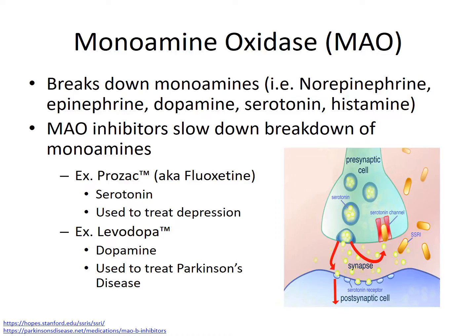So for example, Prozac, also known as fluoxetine, which is the generic name of Prozac, slows down the monoamine oxidase breakdown of serotonin, thus keeping serotonin around longer in the synaptic cleft.